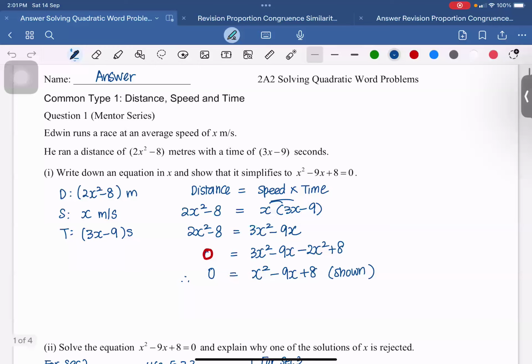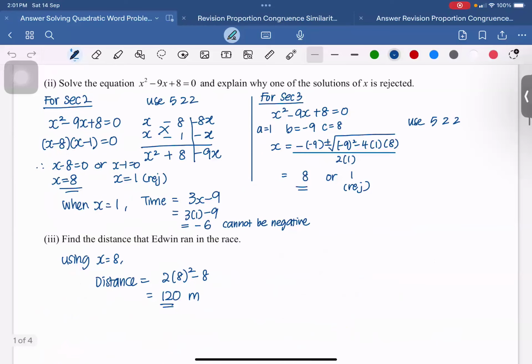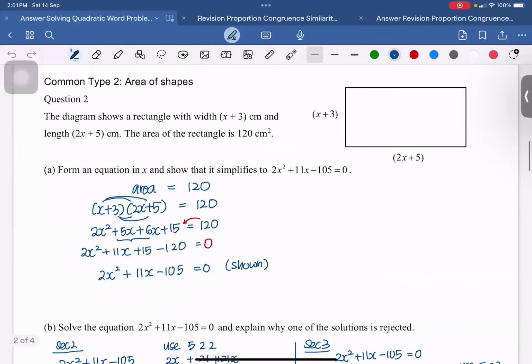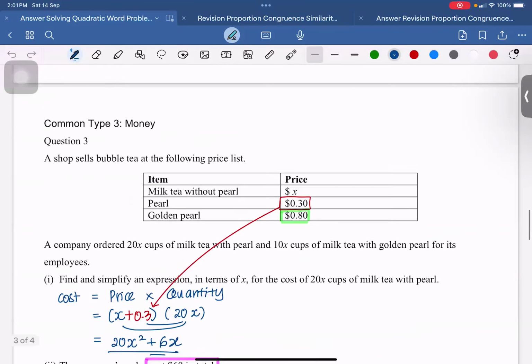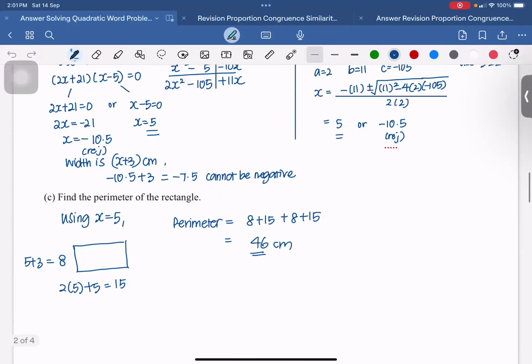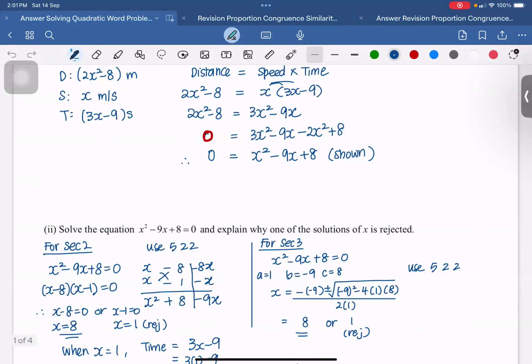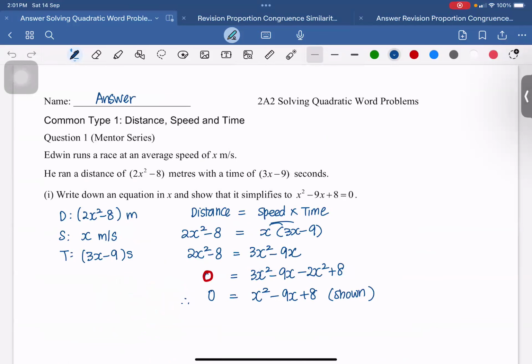Inside quadratic word problems, there are generally a few common types. Number one, the first type involves rate. Rate can be distance, speed, and time, or they can tell you how fast something is going. The second type involves area, shapes and things like that. The third type usually involves money, monetary transactions, or cost. So I just picked a few samples of the three types of questions.